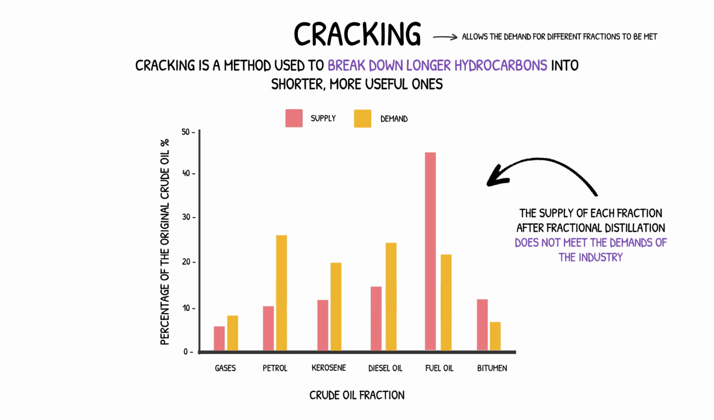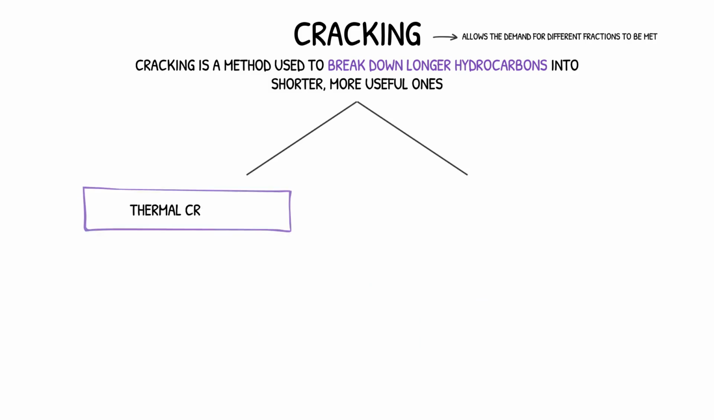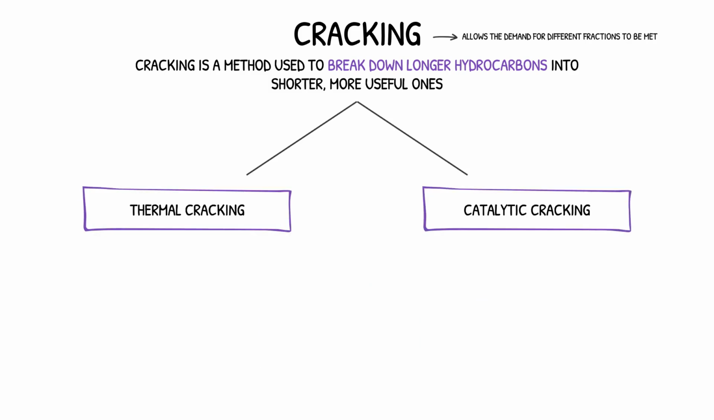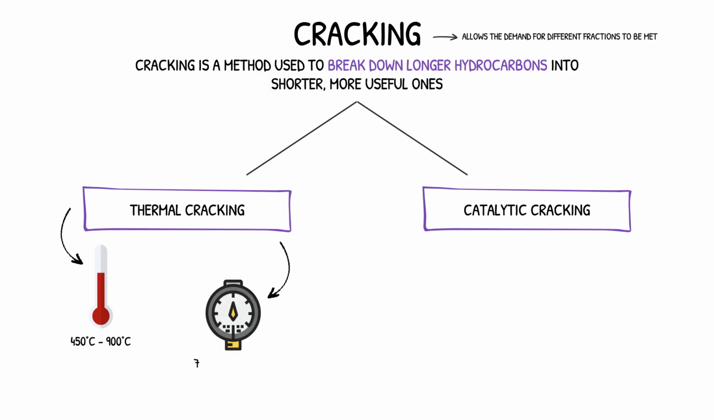Cracking is often carried out via one of two methods. These are thermal cracking or catalytic cracking. Thermal cracking uses a combination of high temperatures and high pressures. The temperature ranges from around 450 degrees Celsius to 900 degrees Celsius, and the pressure used is around 70 atmospheres.